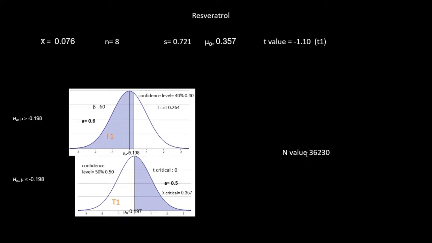You know why? Because your true population mean sits exactly where we ask our question, because they're so close. You need 36,000 points for your samples to nail down your mean so closely that you can reject or accept your null hypothesis, because the true population sits right on the question. So our question is whether it's bigger or smaller than 0.197, right?